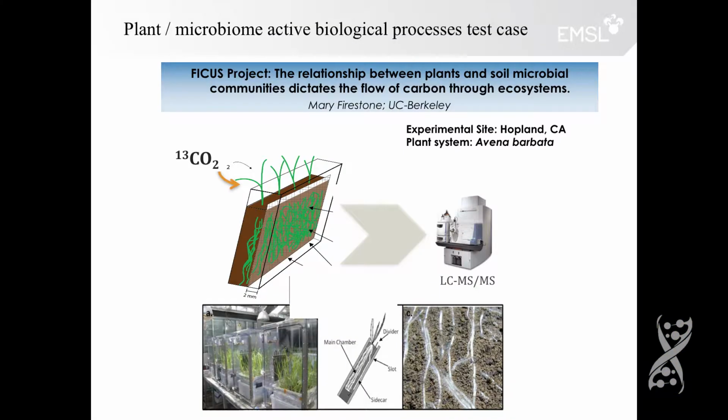As an illustration of what we can do, I chose the Ficus project that is led by Mary Firestone to look at the relationship between plants and soil microbial communities. She's working out in Hopland, California, and using an Avena barbata organism. In their lab they're growing these plants on rhizotrons and feeding the plants CO2, either labeled or unlabeled, to understand the relationship between these roots and the soil. We take the outcome of this and characterize it by LC-MS. And I'm going to talk about the proteomic characterization of this system.